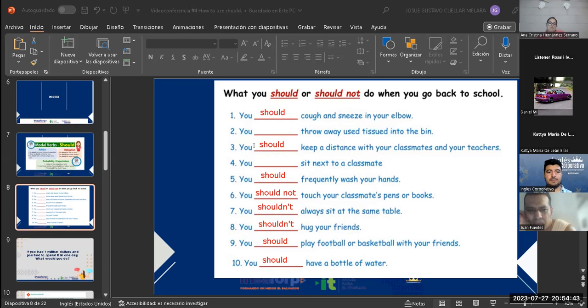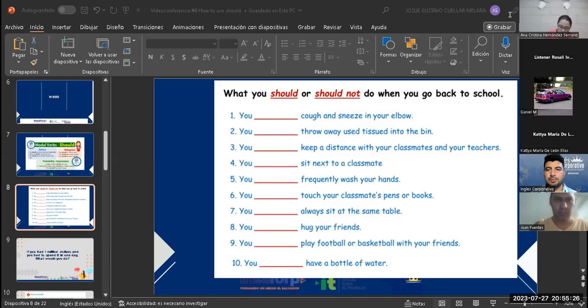Number four. You should sit next to a classmate. Okay, maybe we can say shouldn't, because next, como sentarse a la par, como que no mucho. Yeah, shouldn't sit next to a classmate. Here we have you throw, es tirar. Throw away, use tissues into a bin. Tissues son como toallitas sanitarias, podría ser como papel. Bin es como el basurero. You should, yeah. When you use this, definitely, we have to be clean.